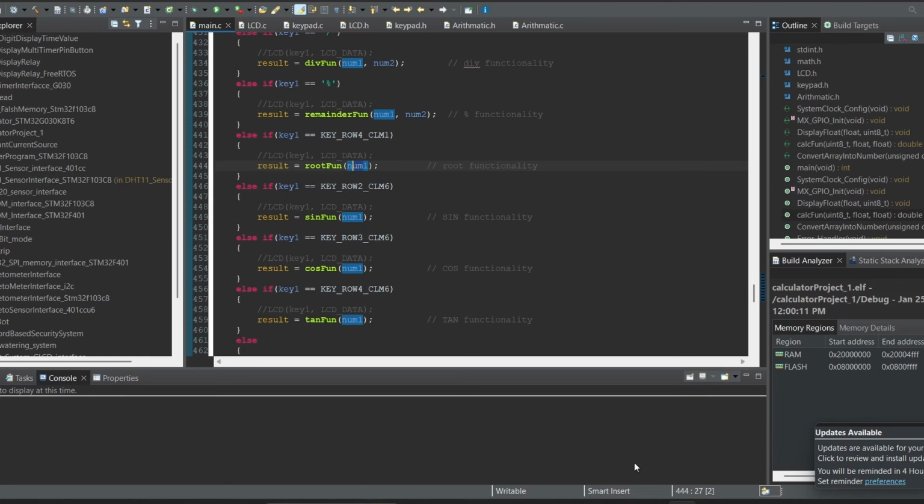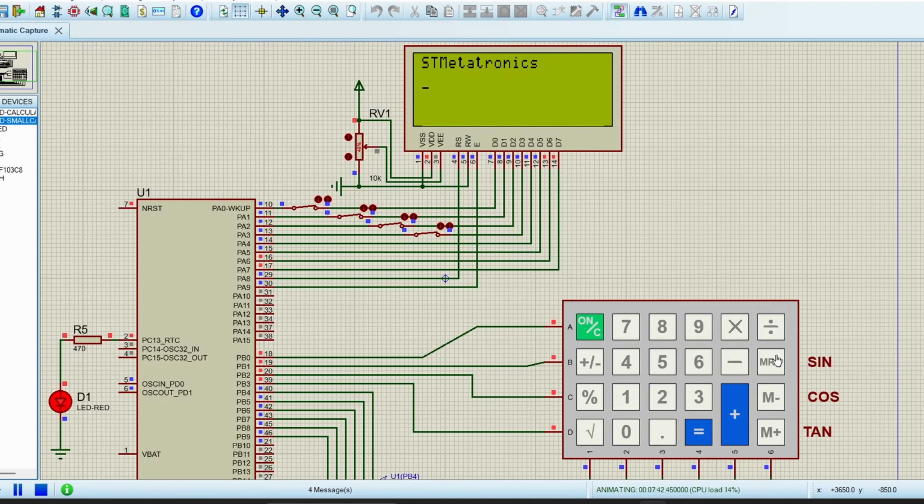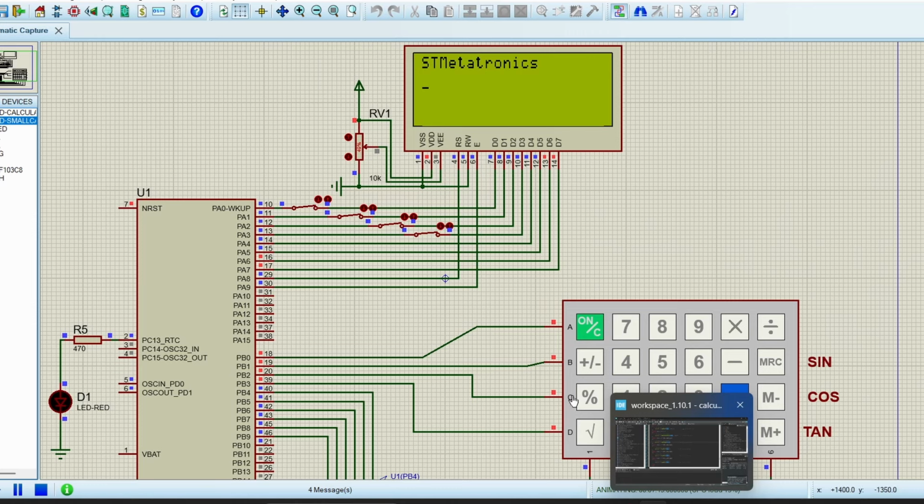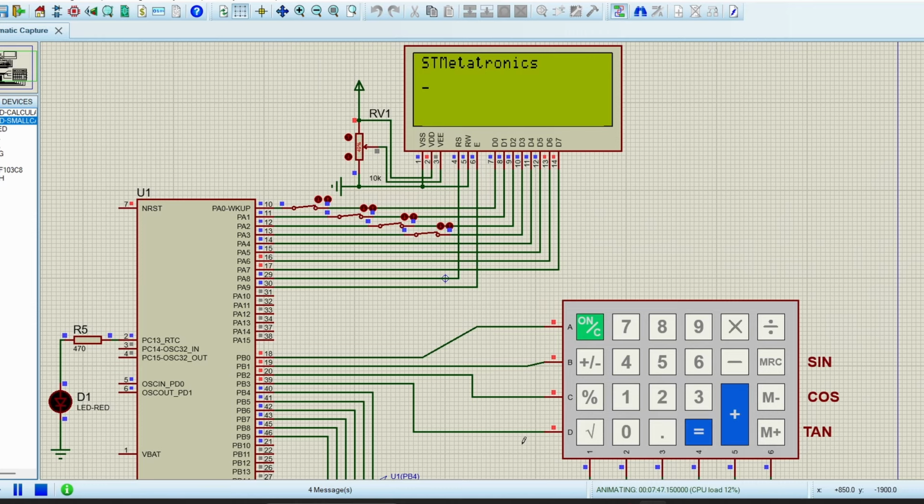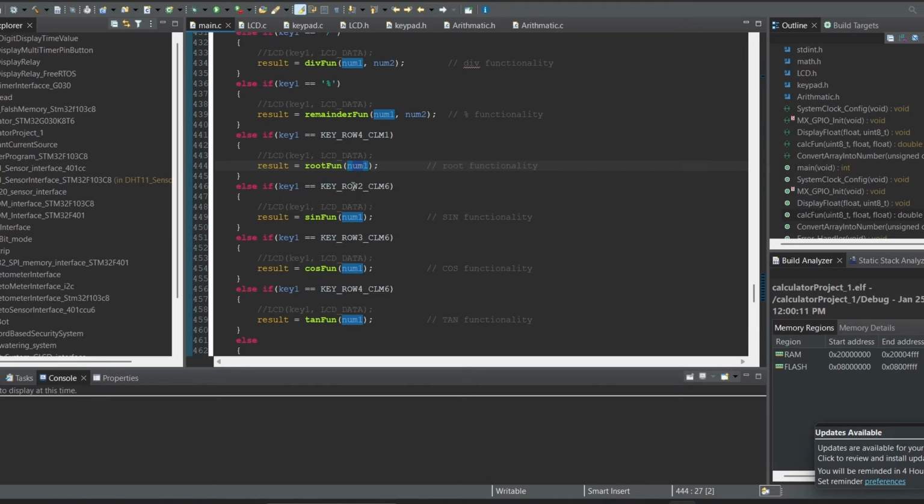Okay, so sine is on row 2 column 6, cos is on row 3 column 6, and tan is on row 4 column 6.